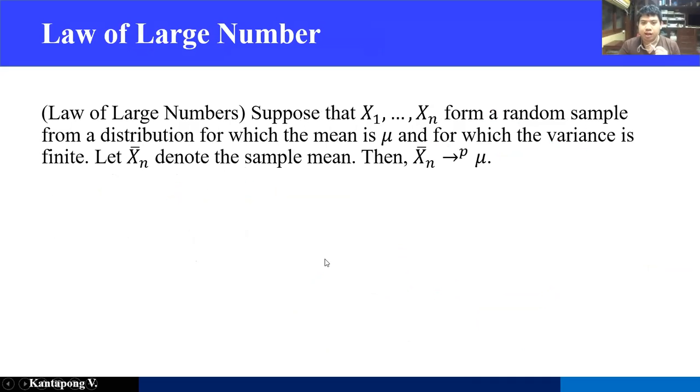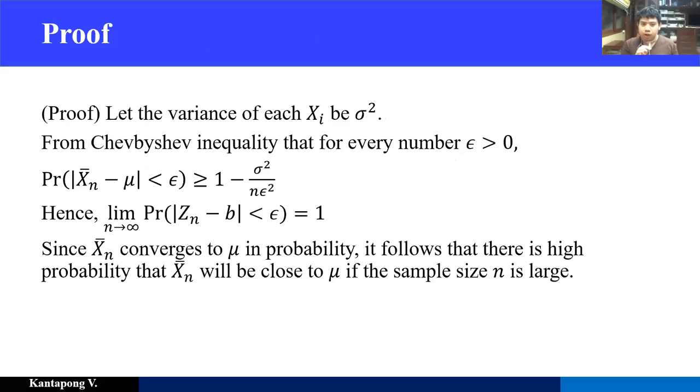And this is the law of large numbers. So let's look at this statement carefully. Suppose that x1 up until xn form a random sample from a distribution for which the mean is mu and the variance is finite. Let xn bar denote the sample mean. Then xn bar converges to mu in probability. Let's see the proof.